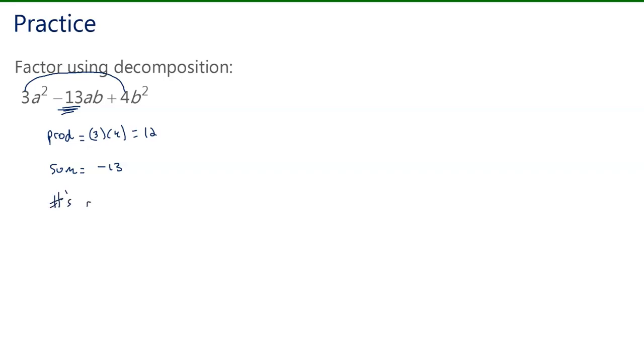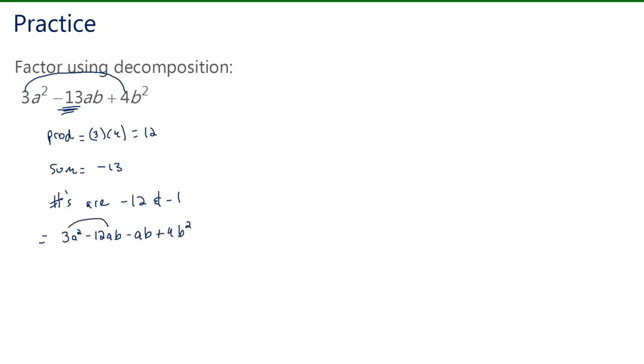Those numbers would be negative 12 and negative 1. Negative 12 times negative 1 produces 12. Negative 12 plus negative 1 gives us negative 13. So now we can rewrite this as 3a squared, subtract 12ab, subtract ab plus 4b squared.